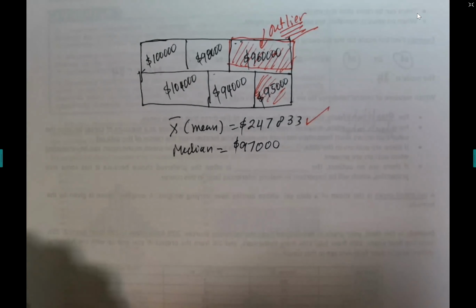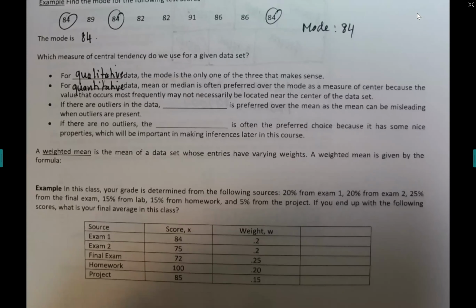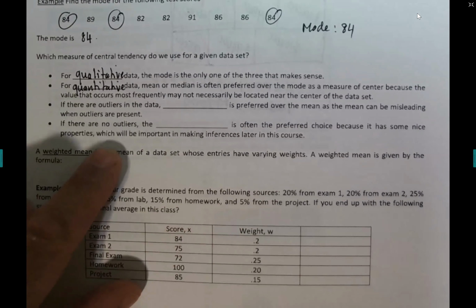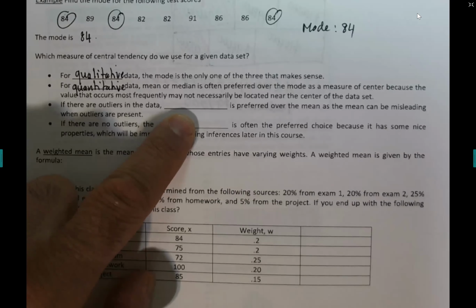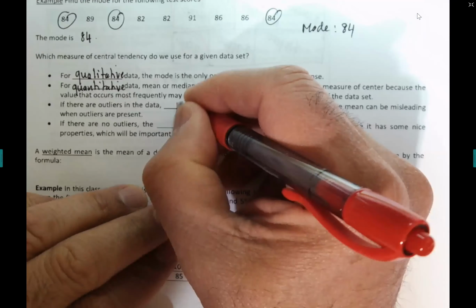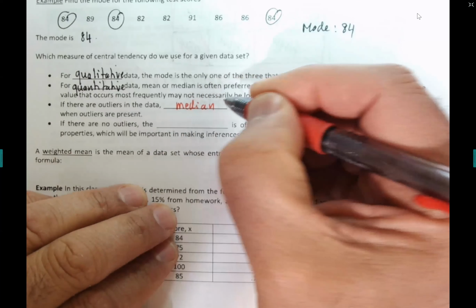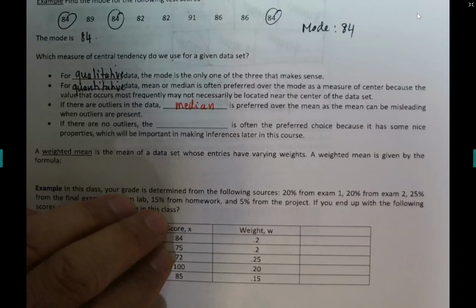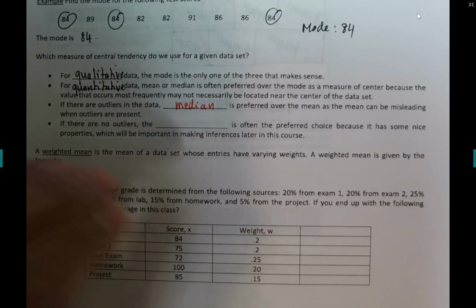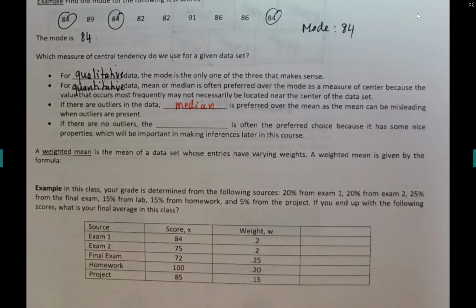All right. So I'm going to go back here, and now you can help me fill in the blanks. If there are outliers in the data, which one is preferred, the mean or the median? Median. And you understand why now? Median is preferred over the mean, as the mean can be misleading when outliers are present. If there are no outliers, guys, your best bet is the mean. It's the best average. Just use the mean.